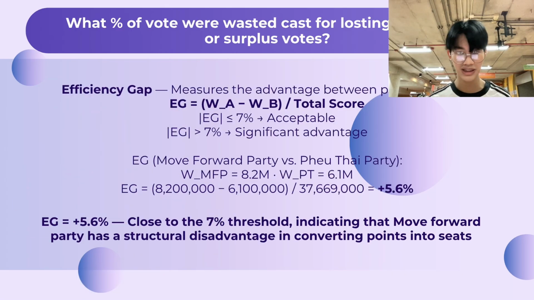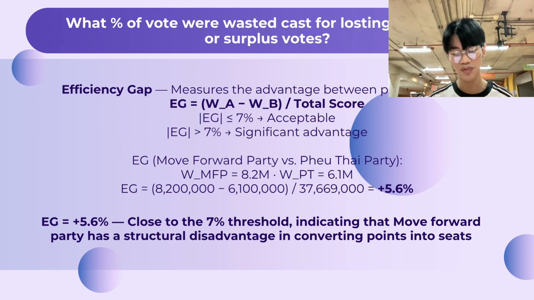And the next is the efficiency gap, or EG. EG is the measure of the advantage between political parties. The formula of the efficiency gap is: EG equals A minus B, divided by the total score. If the efficiency gap is lower than or equal to 7%, it is acceptable, but if the efficiency gap is more than 7%, it is a significant advantage. The example is shown in the presentation.